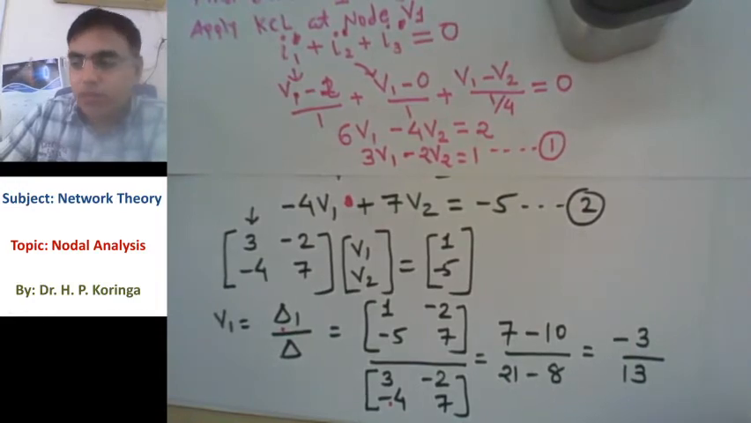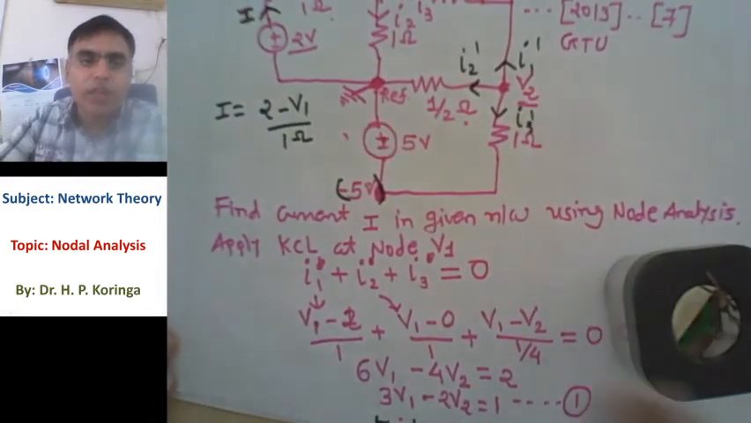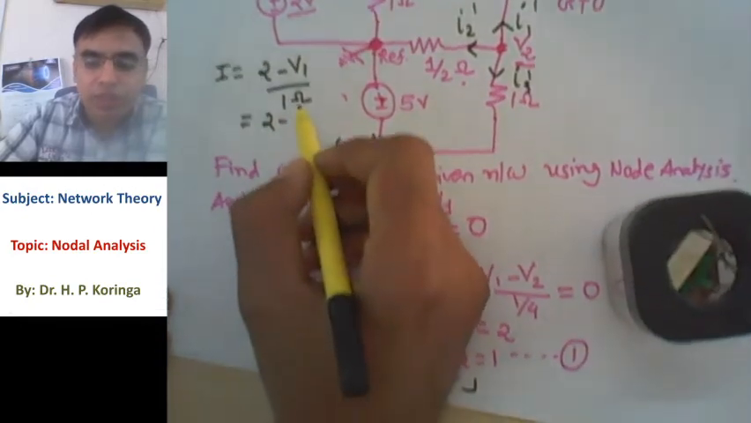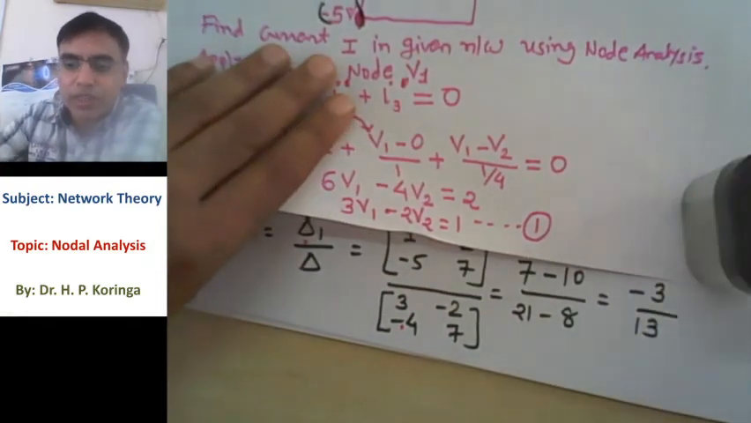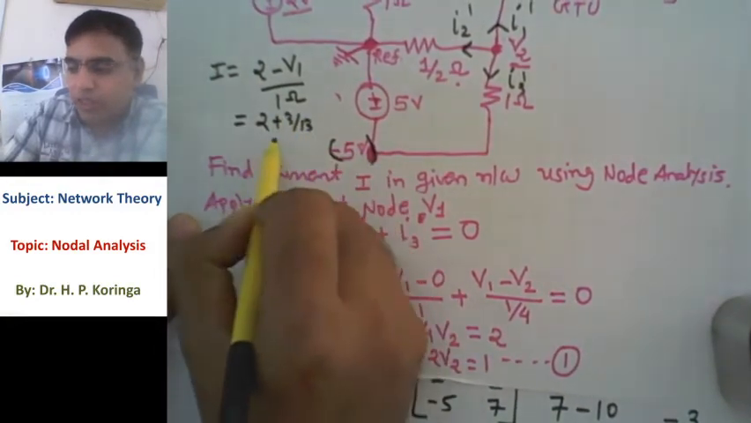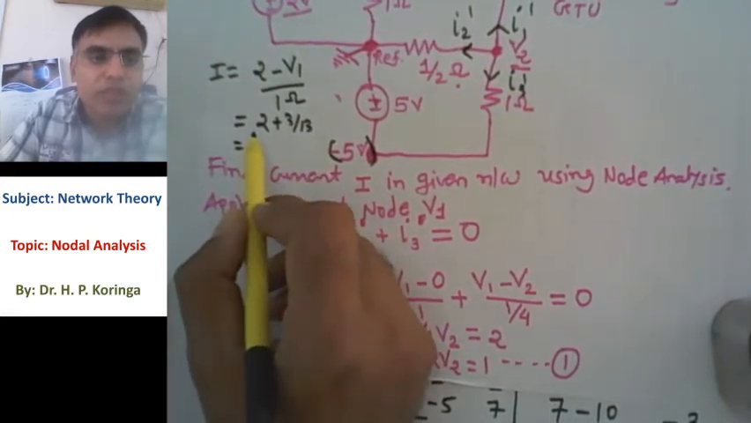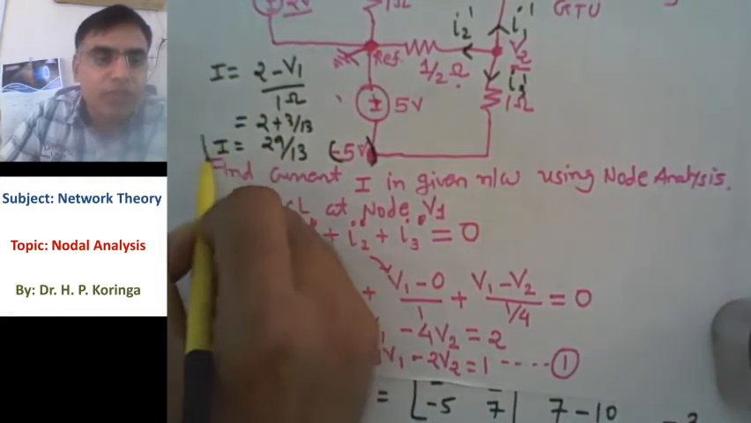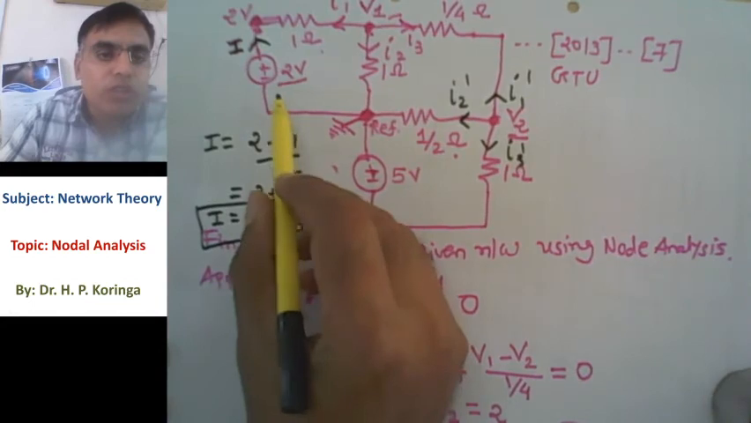It is the V1. But our actual question is to find out I. Right? So we can substitute the value of V1 here, and we'll get the value of I. So I is 2 minus V1, and V1 is minus 3 divided by 13. So minus minus plus 3 divided by 13 divided by 1. So I can find is 13 multiplied by 2, 26 plus 3, 29 divided by 13. This is the value of I, which is passing through the 2 ohm, 2 volt voltage source.